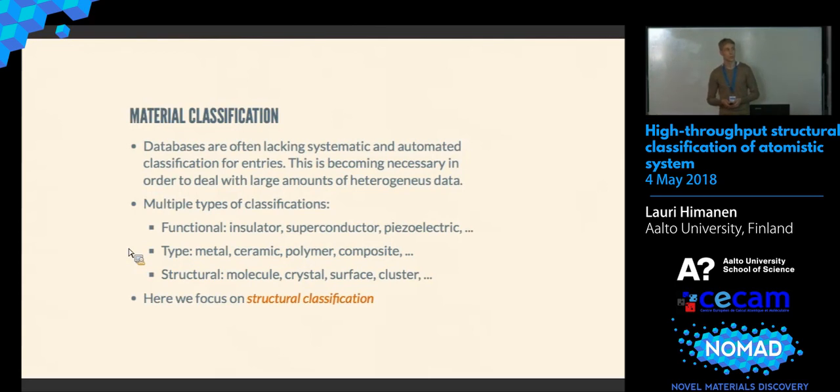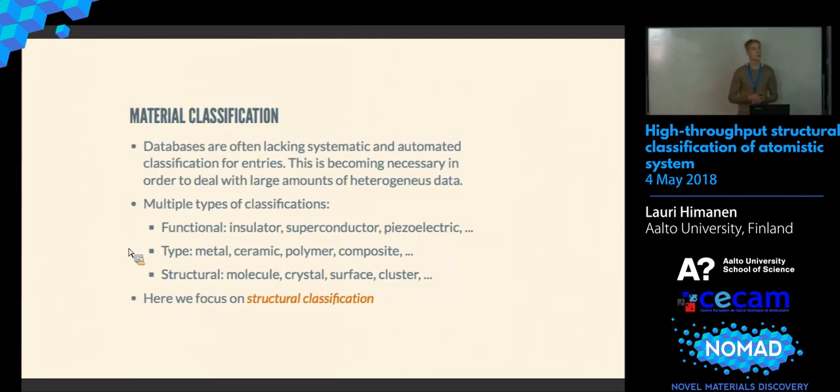And there are multiple examples. There's Nomad, Archive, Aflowlib, Materials Project, OQMD. These kind of databases typically store the geometries, properties related to the geometries, the methods used, and so on. But what typically is missing is material classifications. So let's just take a quick look at what I mean by material classifications.